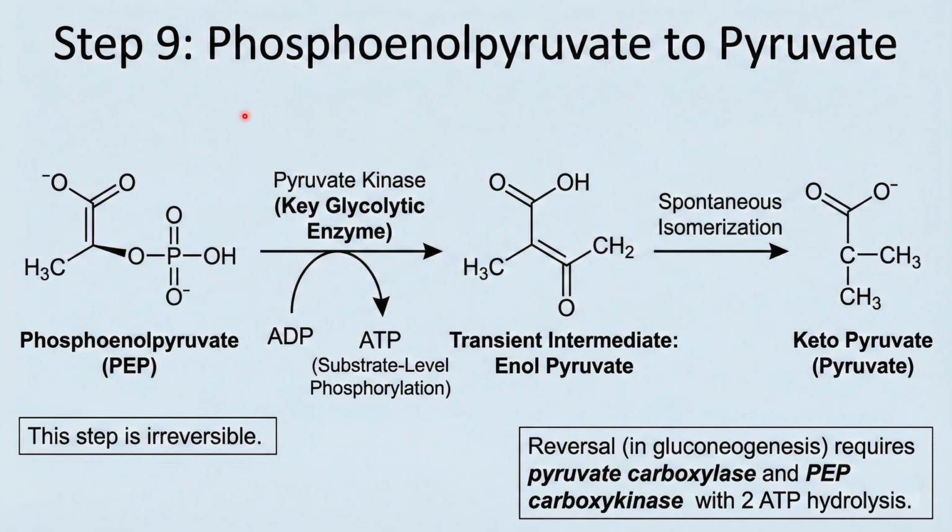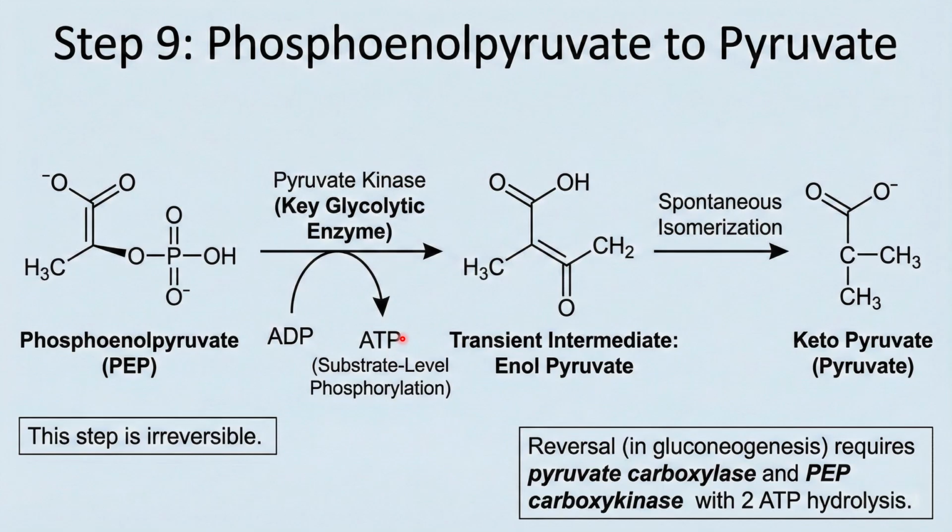So the final step is that the phosphoenol pyruvate that is formed from 2-phosphoglycerate is converted to pyruvate. Phosphoenol pyruvate, in the presence of the enzyme pyruvate kinase, will transfer one phosphate molecule from phosphoenol pyruvate to ADP to form ATP.